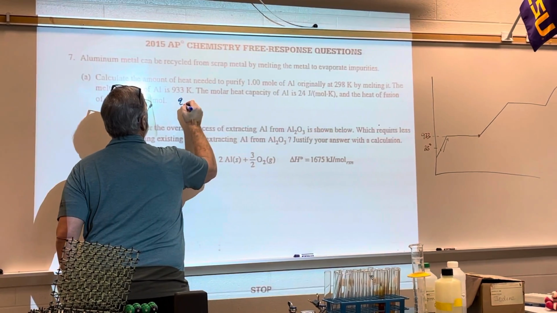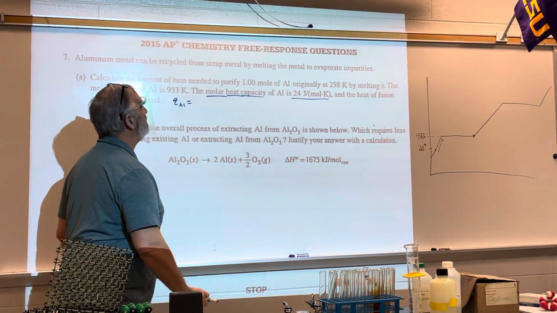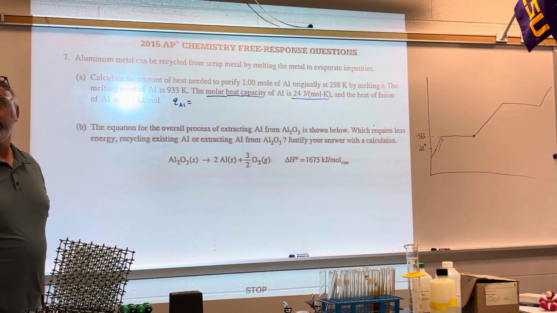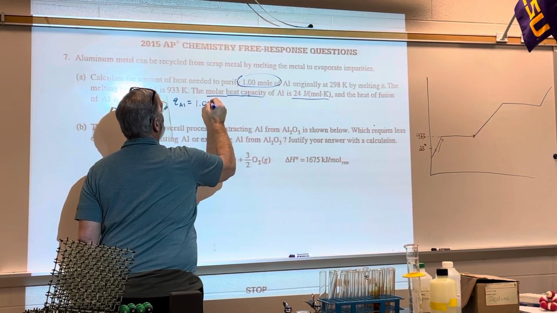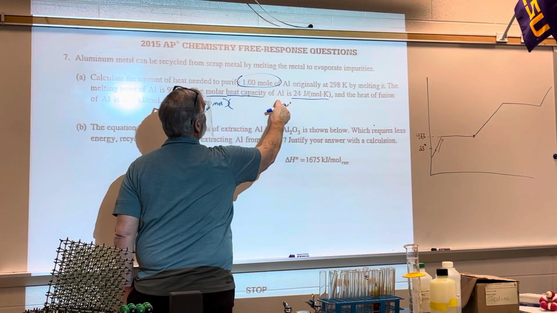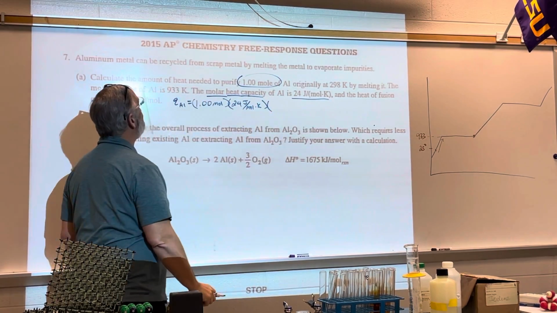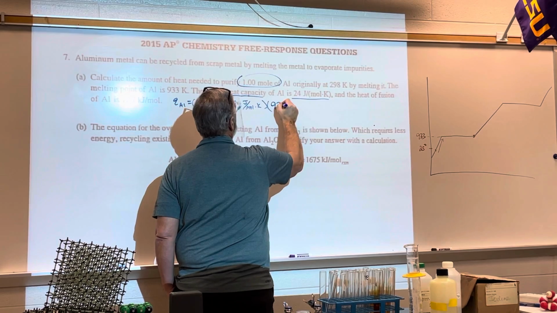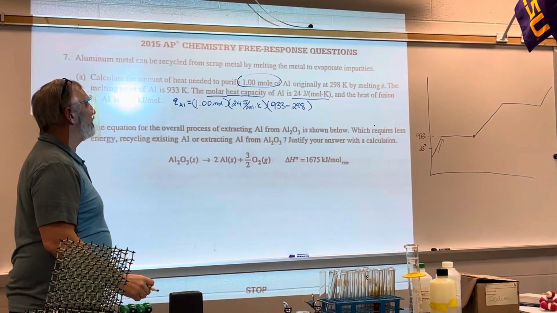Q of aluminum is going to equal, now this is the molar heat capacity. It's that many joules per mole. So what do we need to know? Do we do grams? Is it MC delta T? Yeah, but it's going to be moles times the molar heat capacity. Well, how many moles do we have? One. One mole. So it's just going to be one mole times the molar heat capacity of 24 joules per mole K times my delta T. Well, what's my delta T going to be if it started at 298 and went to 933? 633. Well, it's 933 minus the 298. Okay, and you can figure that out, but when you plug all of that in, what do you get?